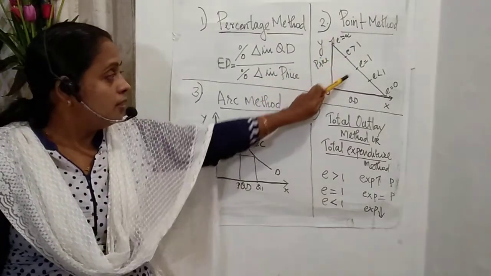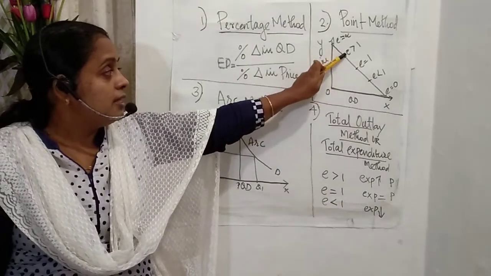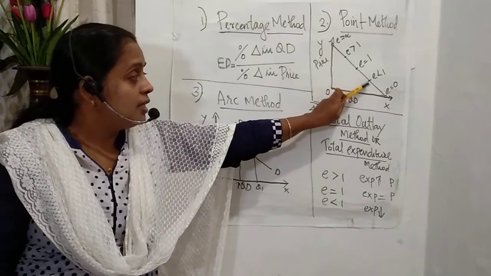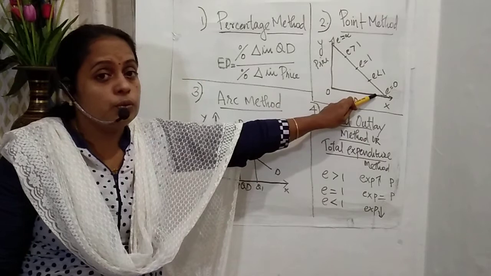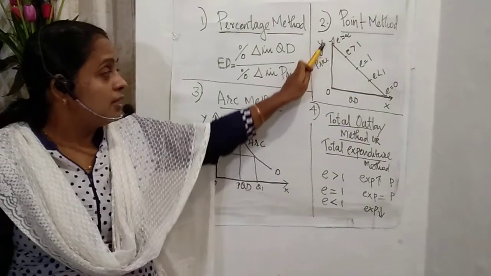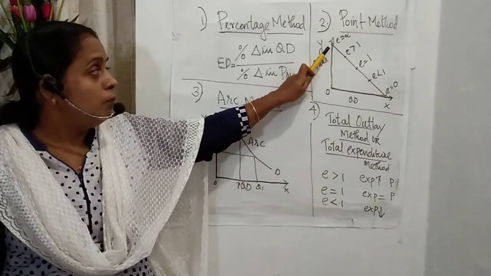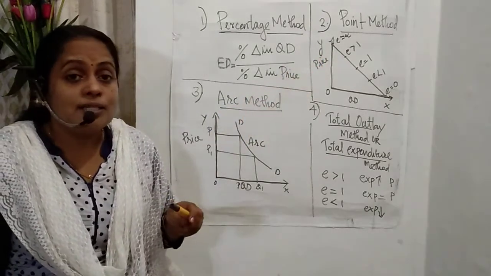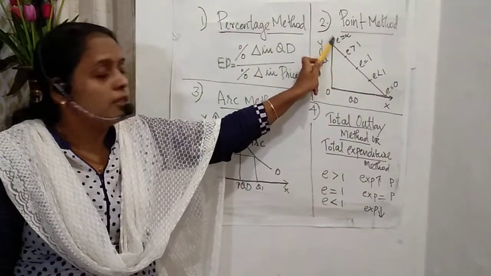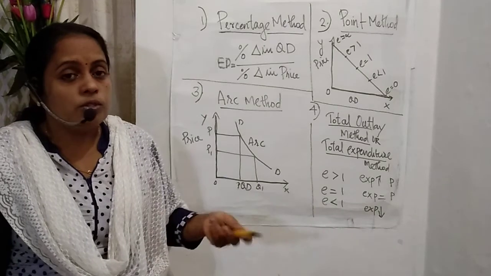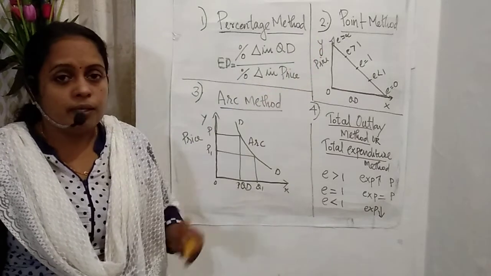Over here this is shown in the point method: E is equal to 1 at the center point. Above that, E is greater than 1, and below it E is less than 1. When it touches the x-axis, E is equal to 0. And when it touches the y-axis, E is equal to infinity. In this method, we can measure elasticity by using the formula E is equal to lower segment divided by upper segment.